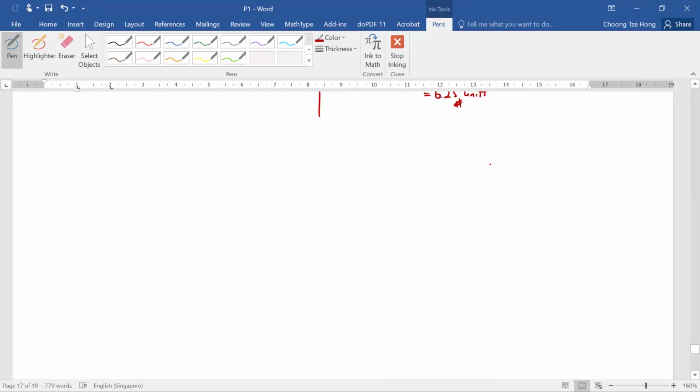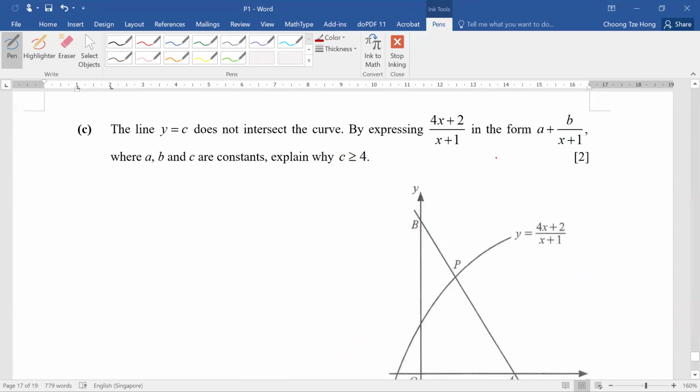Okay, so let's do the last part of the question. This is a question which involves multiple concepts coming from different chapters. For example, the first question was regarding stationary point, the second one regarding tangents and normals, and now the third one regarding the intersection between a line and a curve.